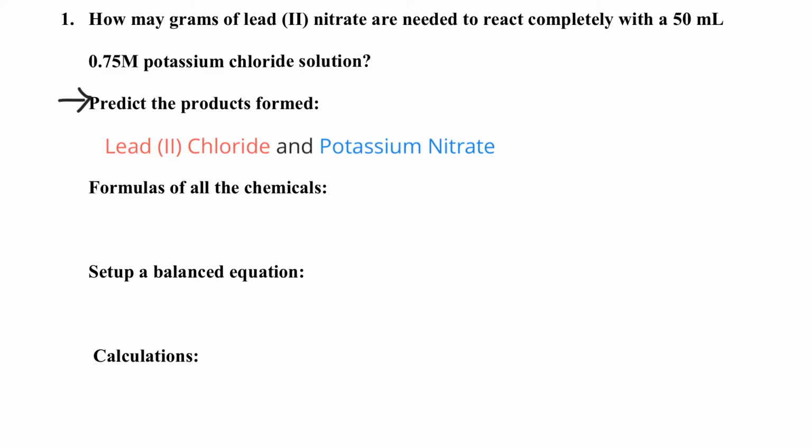Your next step in this problem is figuring out the formulas of all 4 chemicals. What are those 4 chemicals? Lead nitrate, potassium chloride, lead chloride, and potassium nitrate. So take a minute and figure those formulas out. Now I'm going to quickly go over how to write formulas. This is something that I feel I shouldn't have to, but I think I have to.